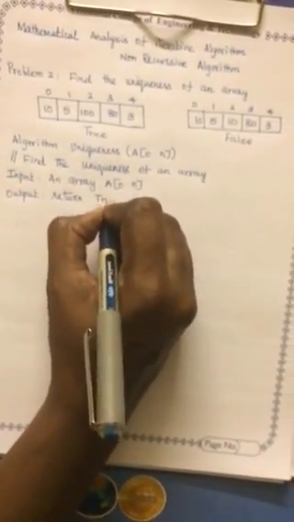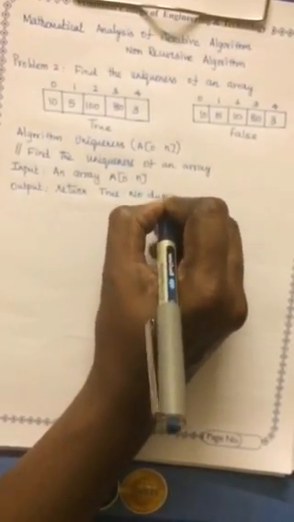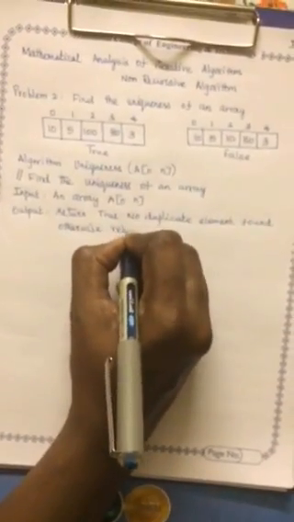And output: we are going to return two values. One is true, if no duplicate element is found, otherwise return false.